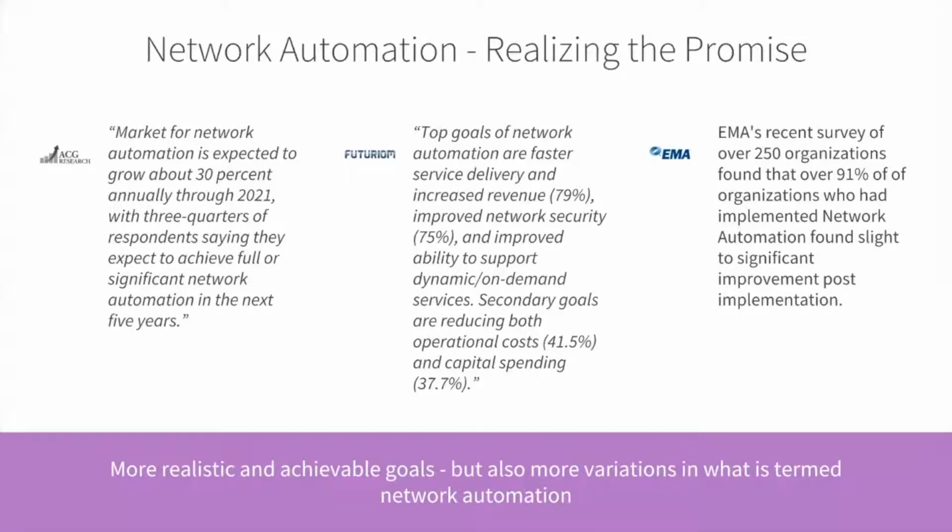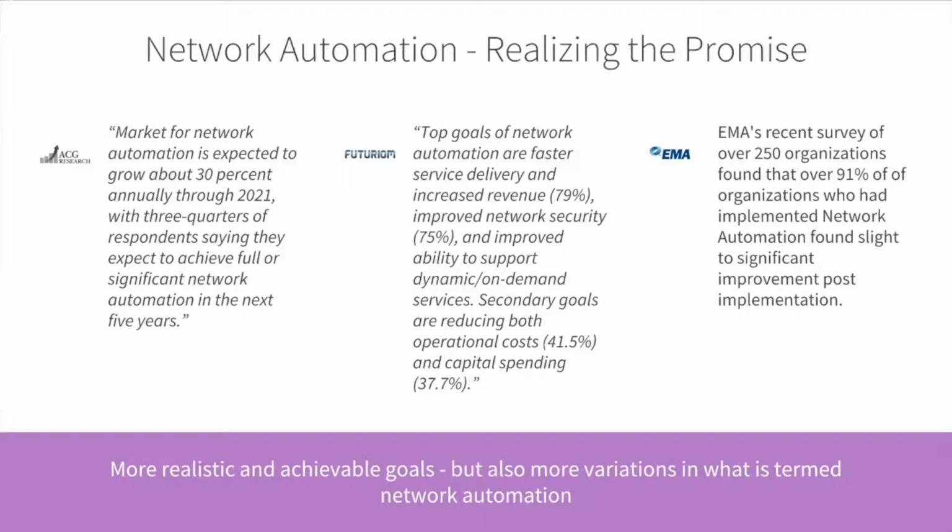And so, again, collectively, we all said a lot of positive things about SDN. And I think across the board, everyone's realizing that network automation is positive too, but I think you will see somewhat more muted promises and predictions from the analyst community. But if you look at the market growth, ACG is talking about an annual growth of about 30%, and a lot of respondents are looking to achieve significant automation over the next 5 years.